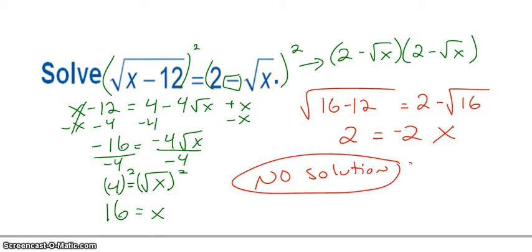It's cases like this that we do need to make sure that we are checking our answers, because sometimes they will work and other times they may not. A lot of times when you have the radical on both sides, you have to be particularly careful.